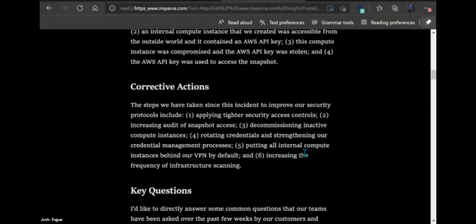The good news is a number of these things are really easy. This one can be done with Fugue or with us in a few minutes. Other products take longer, but you can do it with other products. This can be caught easily with a security product like Fugue. This can be caught with a security product like Fugue. Both of these can too. The hard one here is number four, rotating credentials and strengthening the credential management process. That is a land war in Asia, and it always will be.